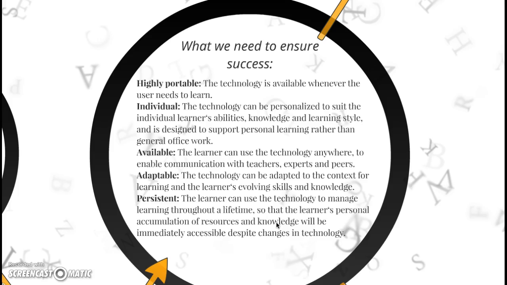Available: the learner can use the technology anywhere to enable communication with teachers, experts, and peers. Like I said, when they go home, if they have a question, we can have a program to communicate with each other. It doesn't stop at school. Adaptable: the technology can be adapted to the context for learning and learners' evolving skills and knowledge. Another big thing is we need to be able to use all of our devices at school. They need to be adaptable at school and at home.